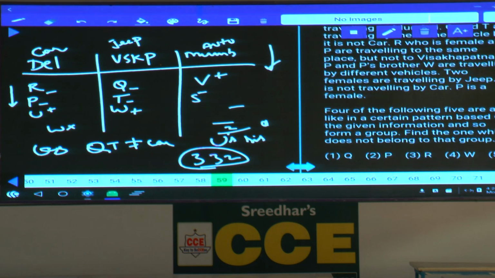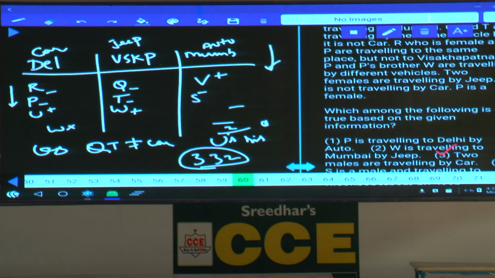Then 59. Four of the following is nothing but an odd man out. Then Q, P, R, W and S. Q, P, R, S are females, W is a male. Except W, the remaining 4 persons are females and W is a male, 59.